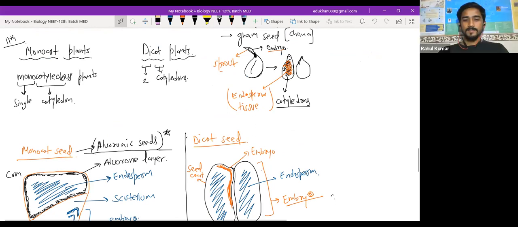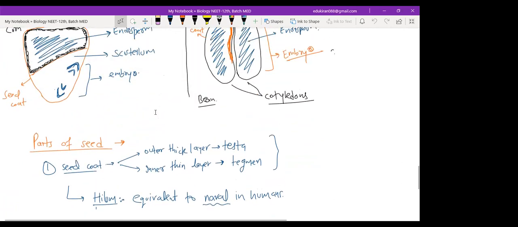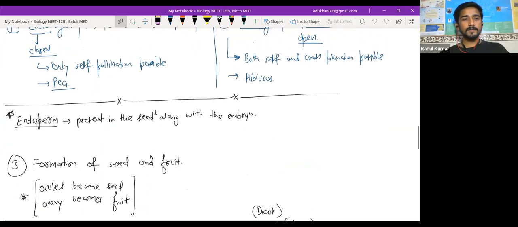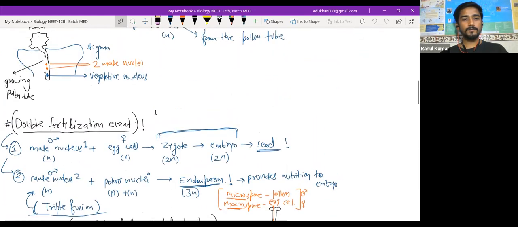Okay, so let's wait a couple more minutes for others to join. If you have any doubts, anything you want to ask me, you can ask in the meanwhile before we go to the syllabus technically. Fatima, where were we? Yes, we just finished monocot and dicot. We are on parts of seed. So let's do one thing. Starting from, let's not go to double fertilization yet.